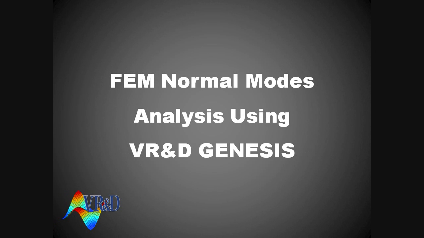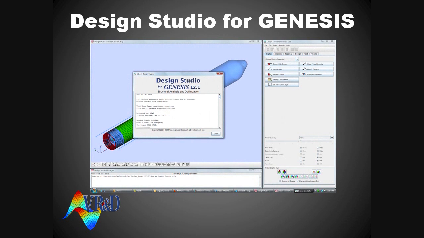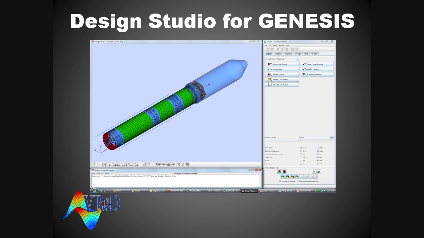The following is a demonstration of the use of Genesis and Design Studio for Genesis by Vanderplaats Research and Development. Design Studio for Genesis is a design-oriented graphical user interface used to pre- and post-process Genesis data. It allows users to display finite element models and to easily create Genesis data. Design Studio allows users to display analysis as well as optimization results.